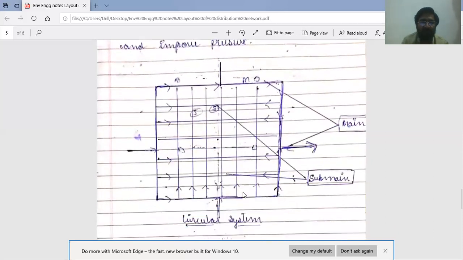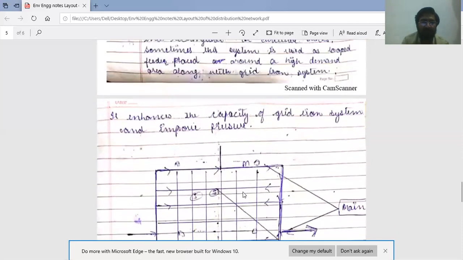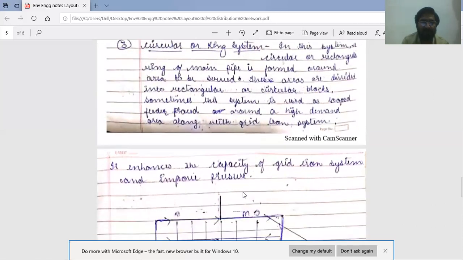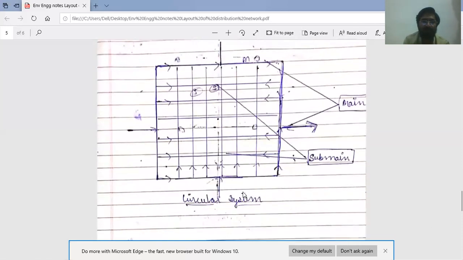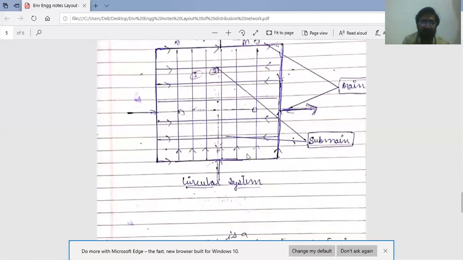This is the ring system. These all around pipes are main pipes, and this is the submains. And vertical lines are branch lines. This is the ring system.